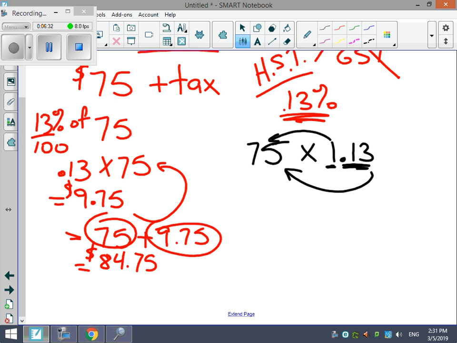When you do it this way, multiply whatever the price of the item is times 1.13. What you're doing is you're adding the tax in one step. And if you multiply 75 times 1.13, you would get $84.75, just like the last one that you did in two steps. All right, so that is just a quick review on tax.